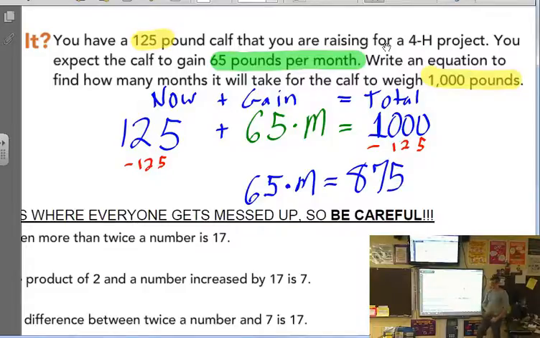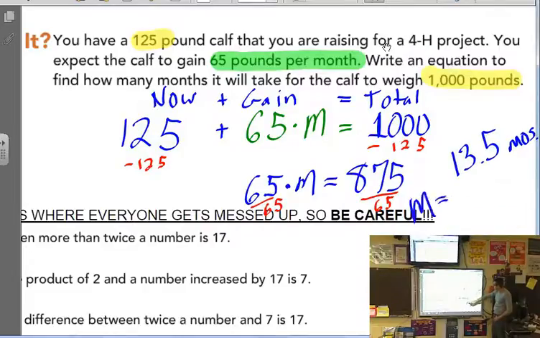Getting my numbers backwards there. So now we have 65 times however many months, because it's going to be 65 pounds every month. So we're going to divide by the 65. And that gives me a value for M that is 13.46. So if we round, it's about 13.5 months.